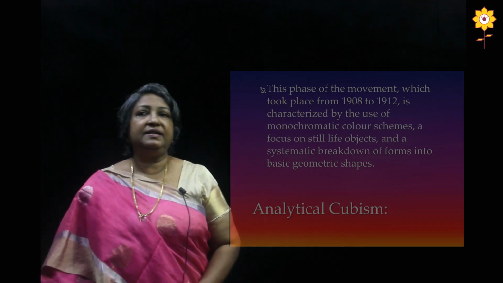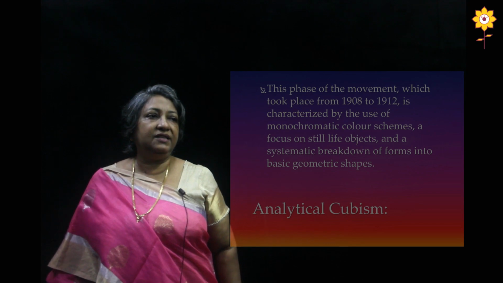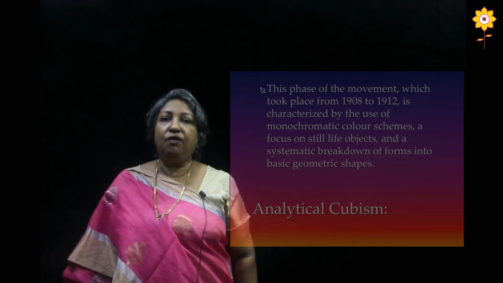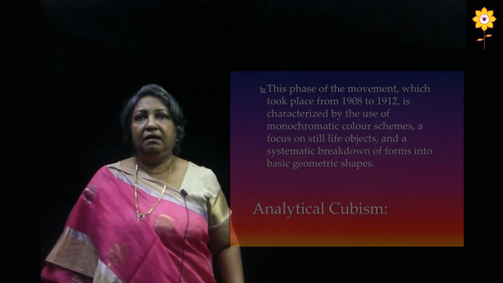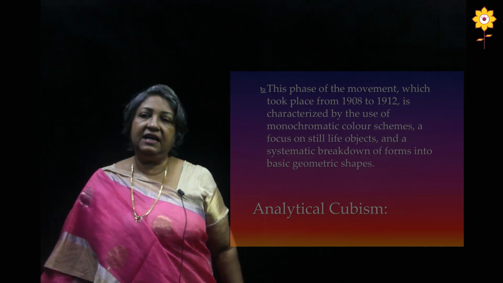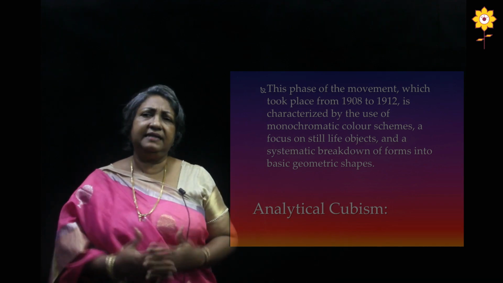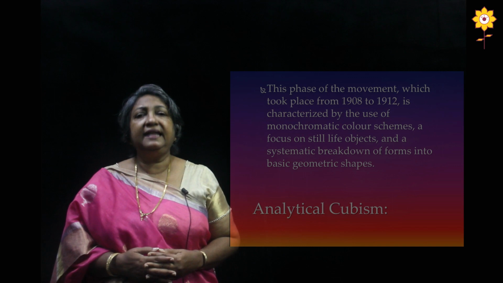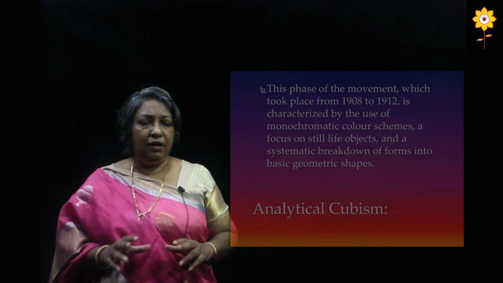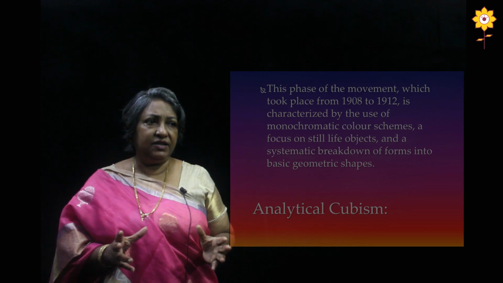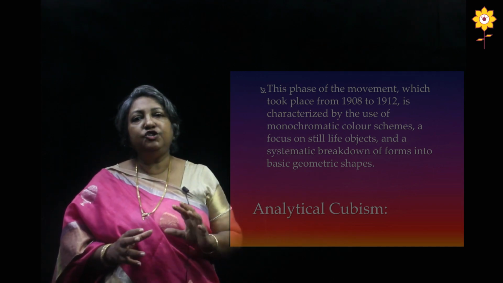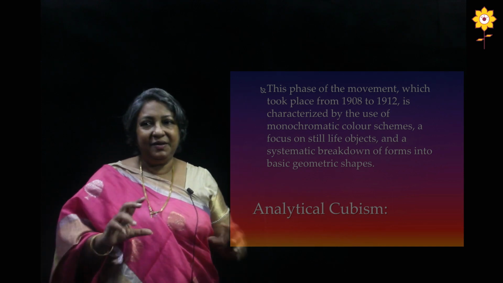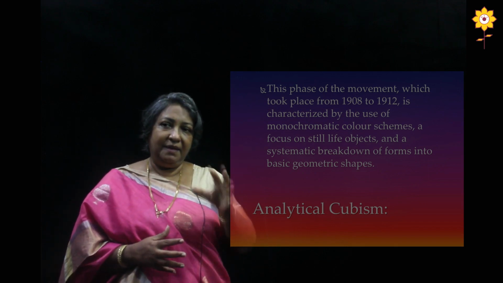Now this phase was in the early 20th century, from 1908 to 1912. It used monochromatic color schemes and focused on still life objects. It could be a city, or the picture that we had seen earlier, or a scenery or something like that, or even a few objects. The technique used is breaking the objects down into parts, that is fragmentation, then giving a geometrical kind of shape to those pictures, and then assembling it back on the canvas to give a multiple perspective view of that particular object.